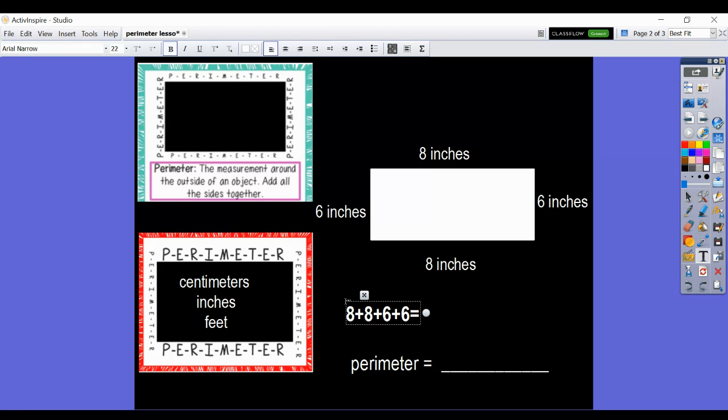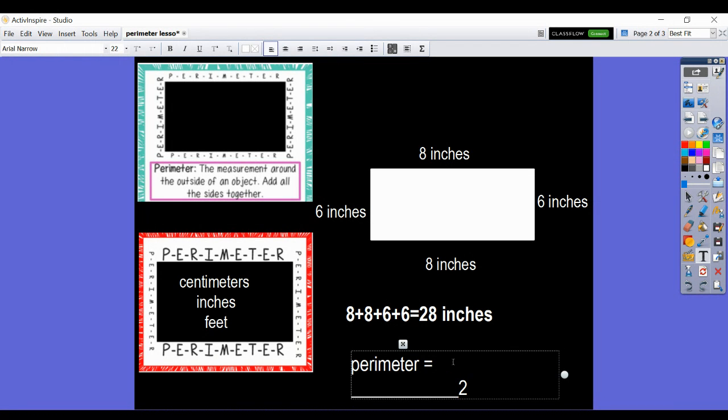All right. So if we know 8 plus 8, we know that that's 16. Plus another 6 would be 22. Plus 6 more would be 28. So our perimeter would be 28 inches. I could write that down here as well. That I have 28 inches.